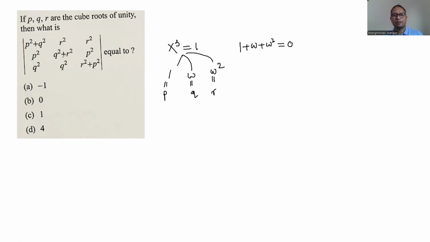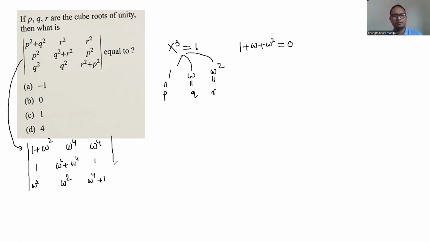So this property we will use here. Now substitute the values: p square is 1, q square is omega square, and r square is omega 4. So p square is 1, q square is omega square, r square is omega 4, and then p square is 1 again. This is the determinant value.